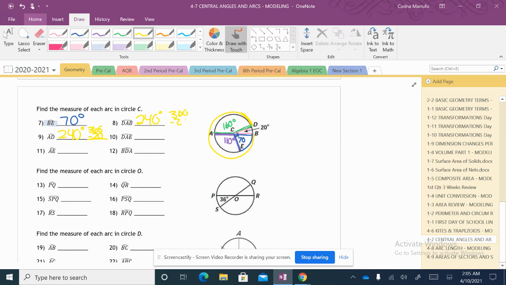360 minus 20. All right. The next one is asking from A to D. Here's A to D. We already found it. From A to D is 160 degrees.